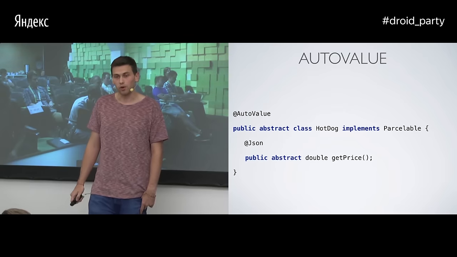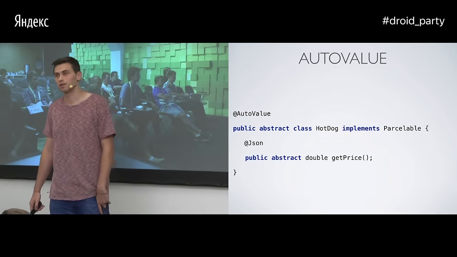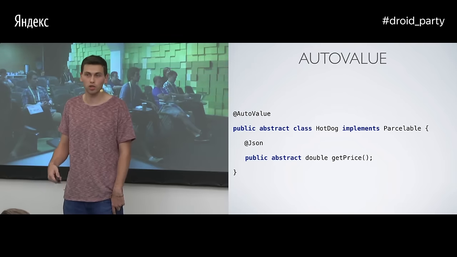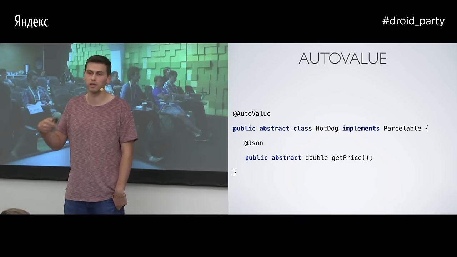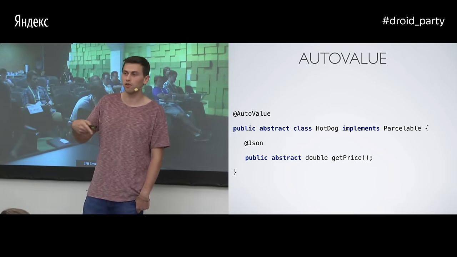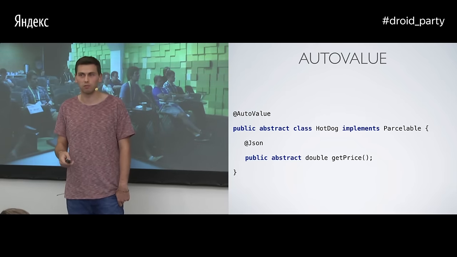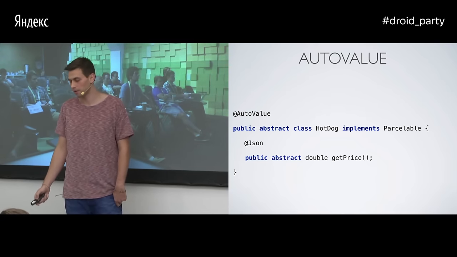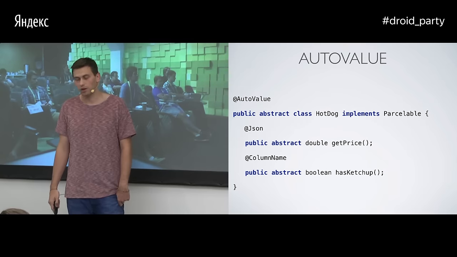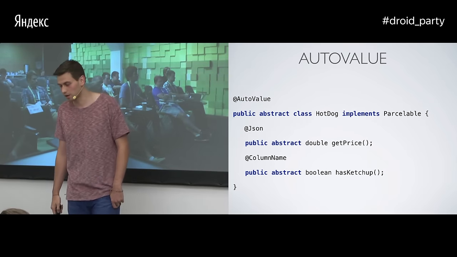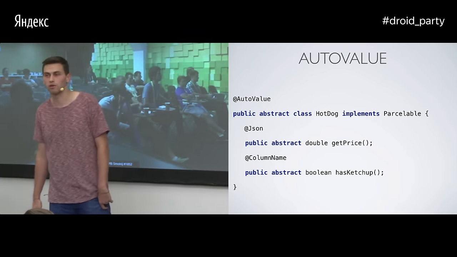Then there's more. We can also annotate it with @Json to get, for instance, Moshi or JSON running, or to generate code that is generated at compile time and not by reflection at runtime. So we could maybe gain performance improvements there. But there's also another extension like @ColumnName, which is AutoValue Cursor.